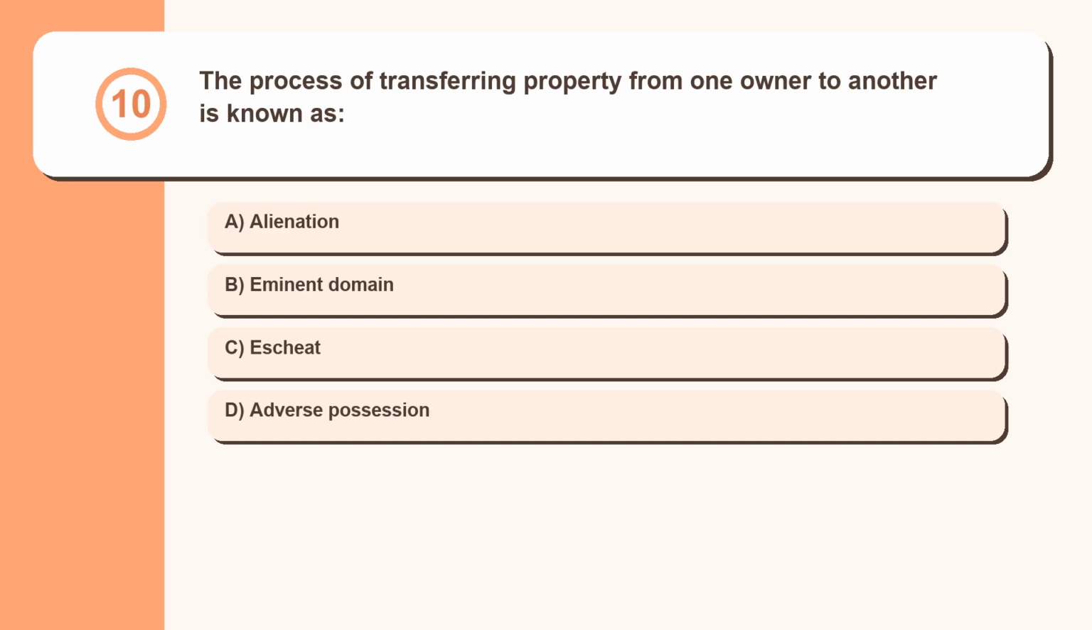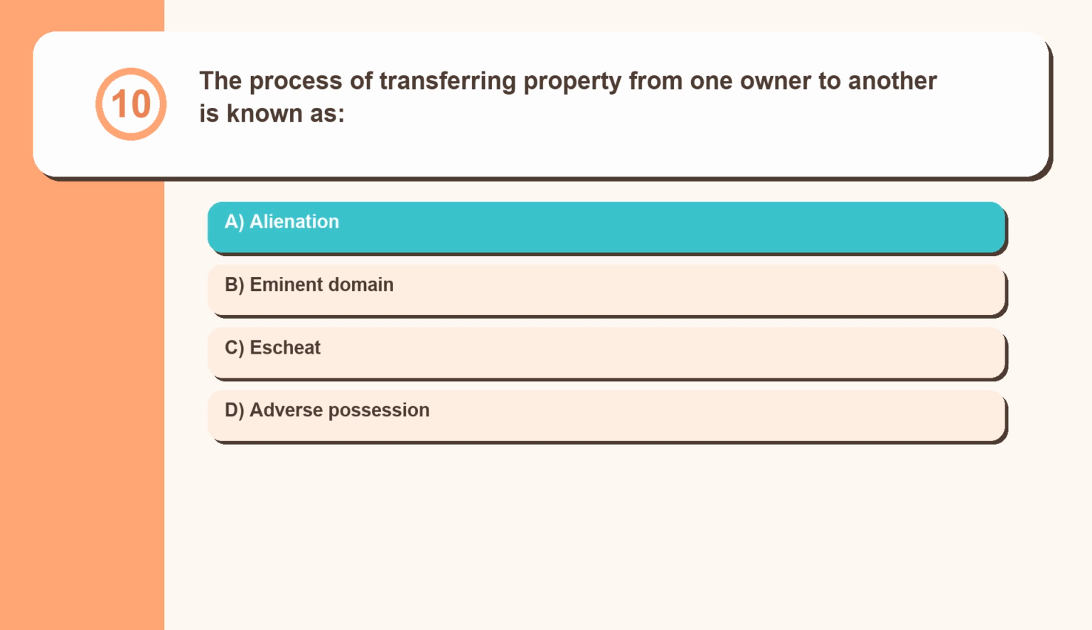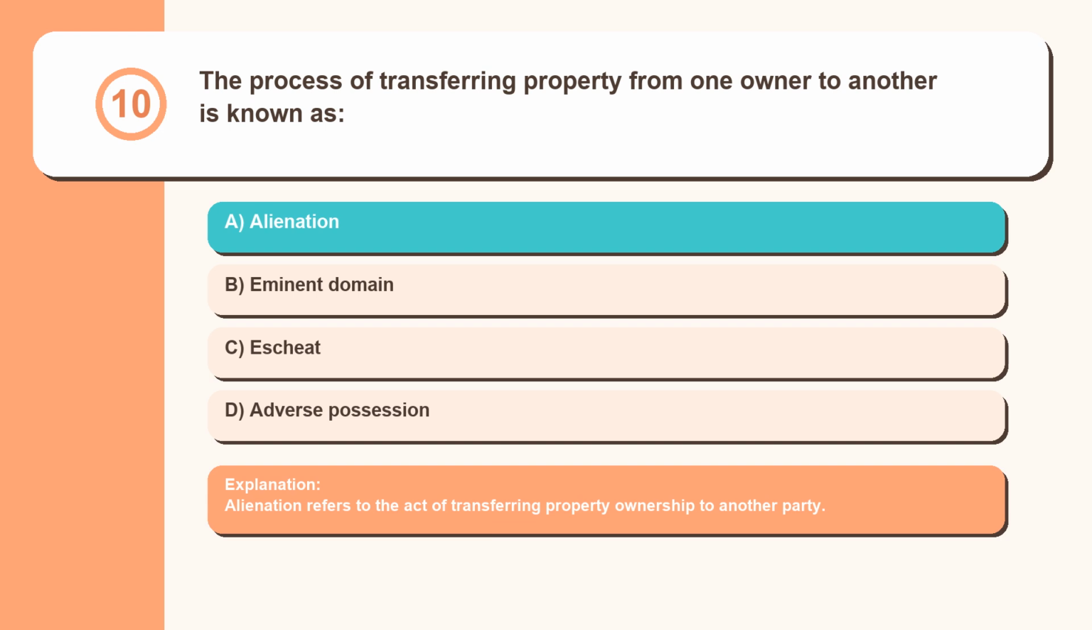Question 10. The process of transferring property from one owner to another is known as alienation, eminent domain, escheat, adverse possession. Alienation refers to the act of transferring property ownership to another party.